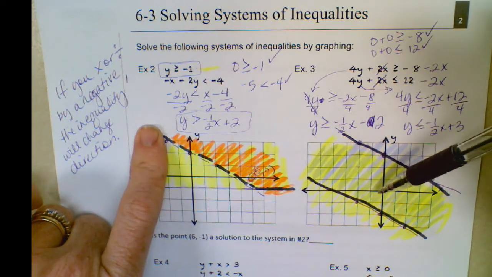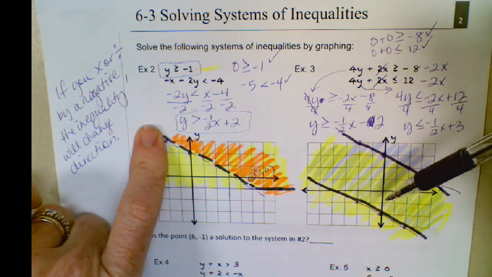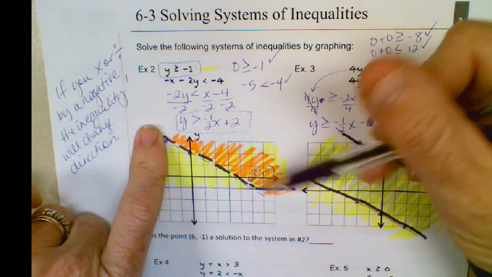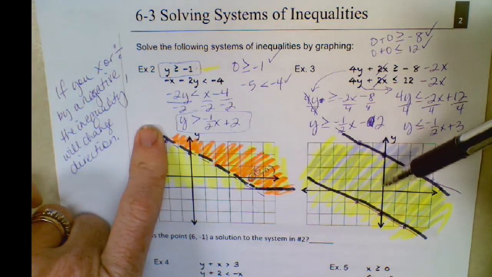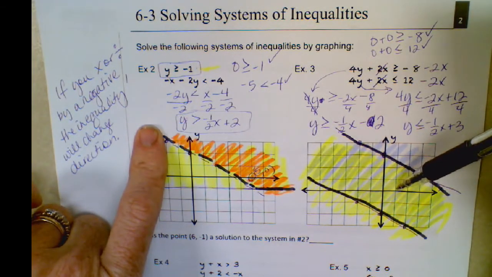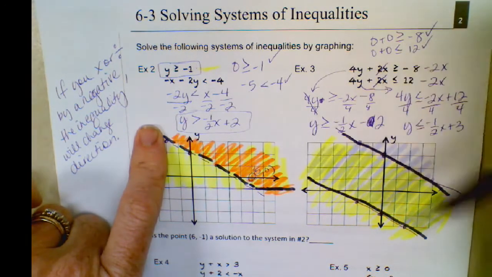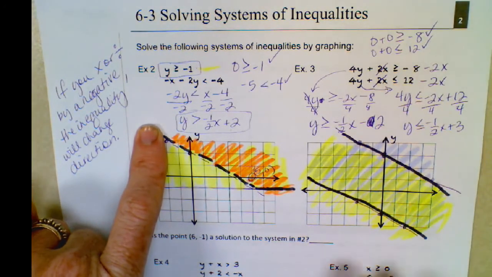Anytime you can use a coordinate, 0, 0 is a fabulous one to use if you can. If that's not in your solution range, use 0, 1, 1, 0, 2, 0. Like over here, we used 5, 0. Make sure one of your coordinates is 0. Make the work easier on you.